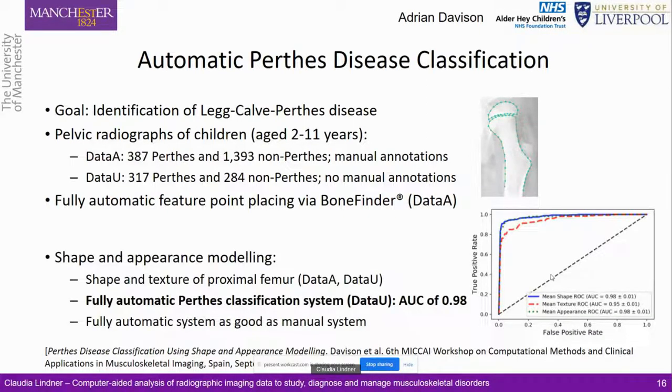And what we found here is that by using the shape information, we achieved a very high accuracy with an area under the curve of 0.98 to be able to distinguish between healthy hips and hips that are affected by Legg-Calvé-Perthes disease.